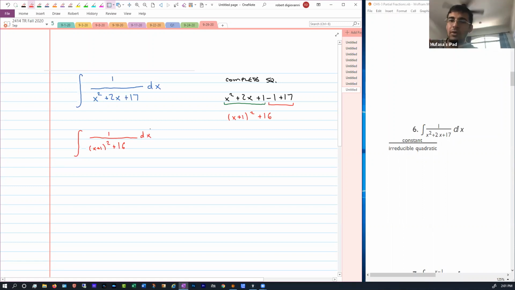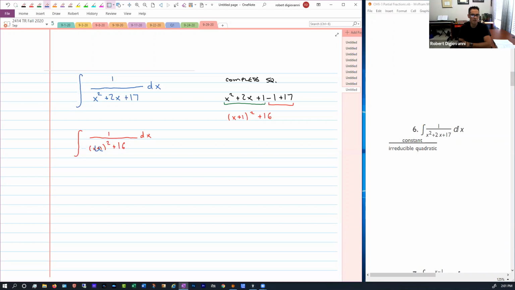Now you can do it separately? Not separately. Look, squint your eyes. You have to squint your eyes a little bit to see this. Isn't that linear expression right there kind of like a u? Yeah. So isn't this like a 1 over u squared plus a squared? Yeah. So how do we handle that?